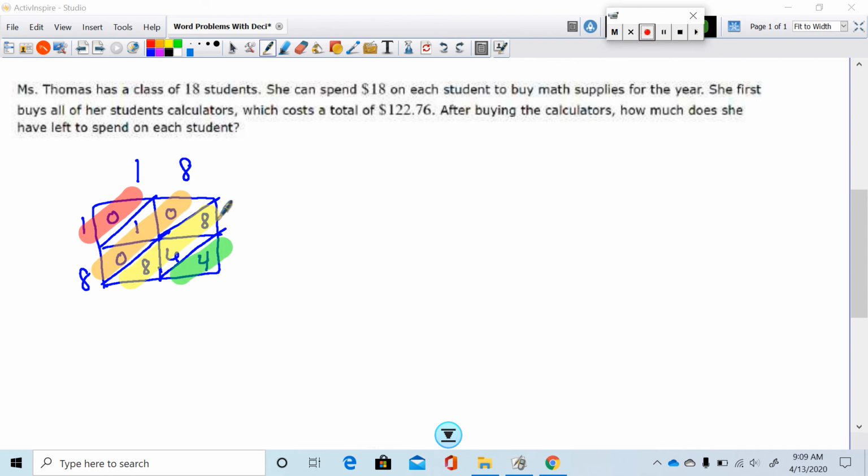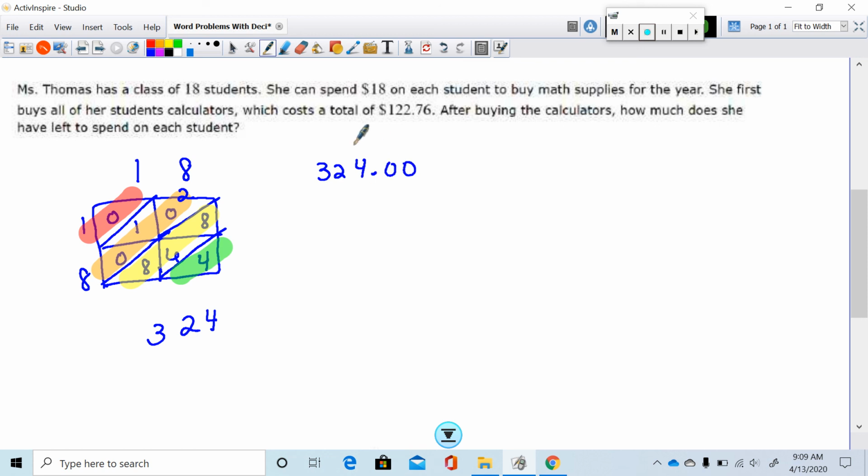I'm going to add my diagonals starting from right to left. So I've got 4. 8 plus 6 plus 8, that is 22. Carry the 2 to the next diagonal like this, and then add that diagonal. 2 plus 0 plus 1 plus 0 is 3, and then this diagonal is 0. So she has $324 that she can spend.